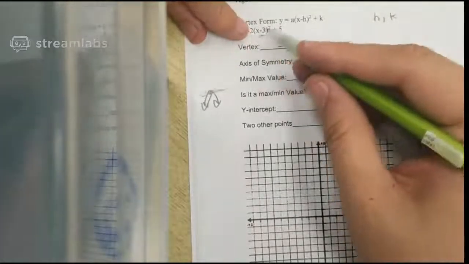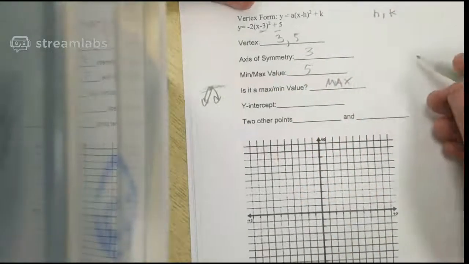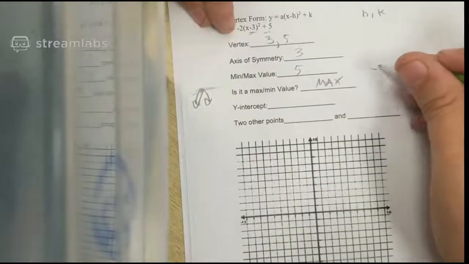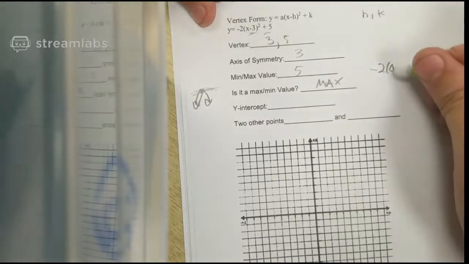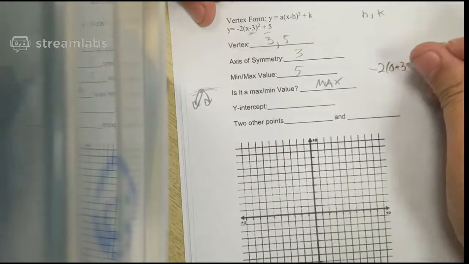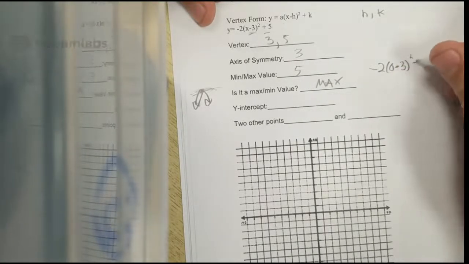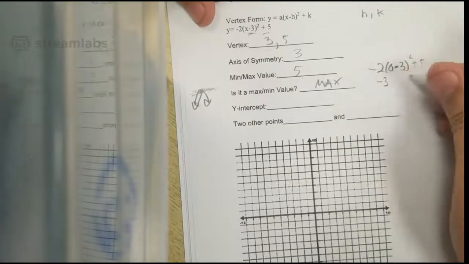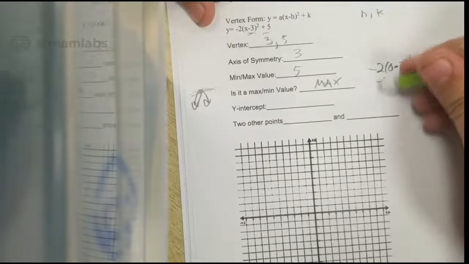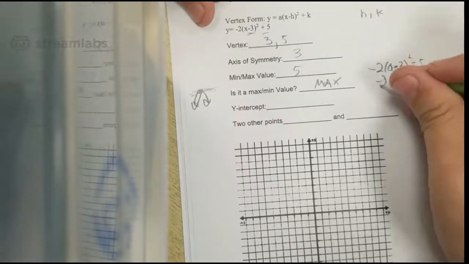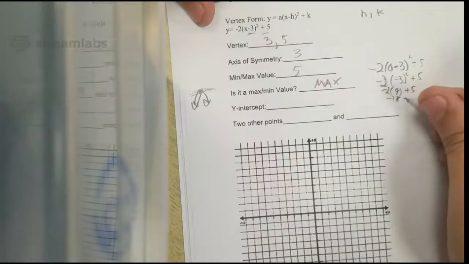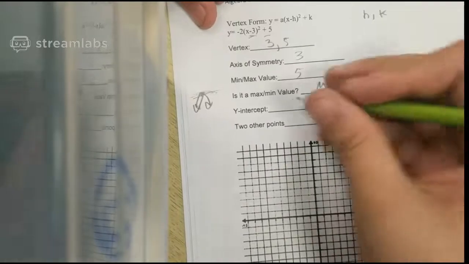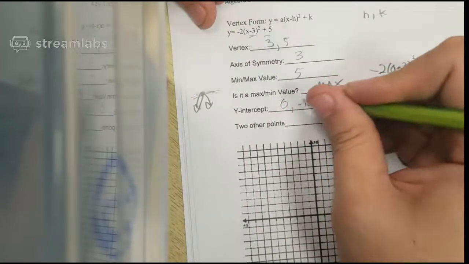So we actually have to plug in 0 for this one. The other one was straight quick. You just plug in 0, 2 of the things disappear, and what's left over is the answer. So this one, we're going to plug in 0. So negative 2 times 0 minus 3 squared plus 5. Negative 2 times 9 is negative 18, plus 5 is negative 13. So your answer is 0 comma negative 13 here.